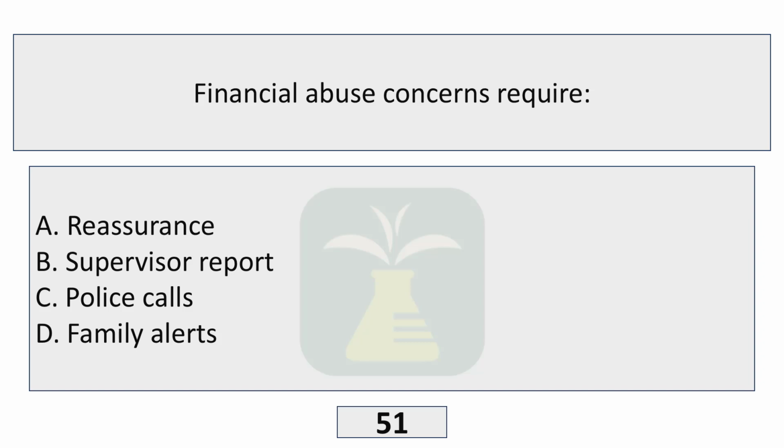Financial abuse concerns require A. Reassurance. B. Supervisor report. C. Police calls. D. Family alerts. Correct answer, B. Supervisor report. Financial exploitation is reportable, let authorities investigate.